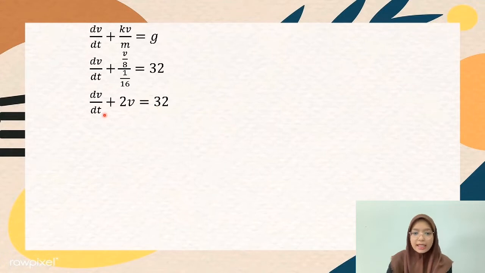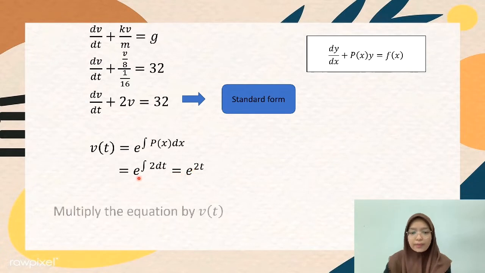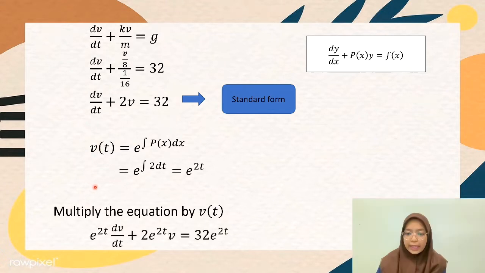We know that this equation is in standard form. First we need to find mu of t, which is equal to e to the power of the integral of p(t) dt. We know that p(t) is 2, so we write it as e to the power of the integral of 2 dt, and then we get e to the power of 2t. Next, we multiply this equation by mu(t), so we get e to the power of 2t times dV over dt plus 2 e to the power of 2t times V equal to 32 times e to the power of 2t.